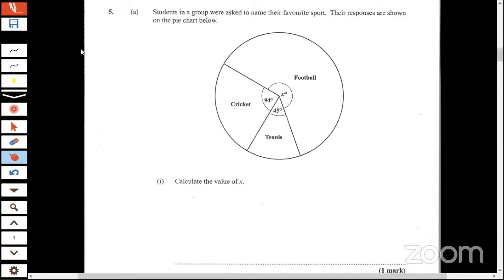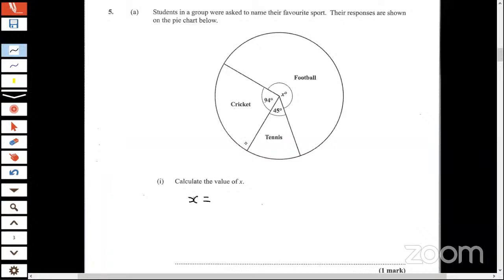Sir, my answer is 221 degrees. I subtracted the sum of the angle of degrees for cricket and tennis from 360. All right, so repeat your answer. 229, all right. So you said that you subtracted that. Calculate the value of x.